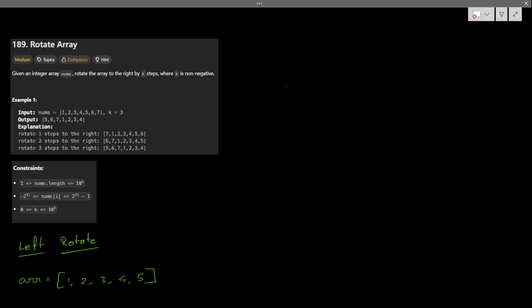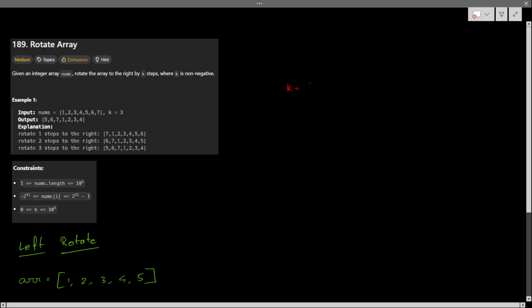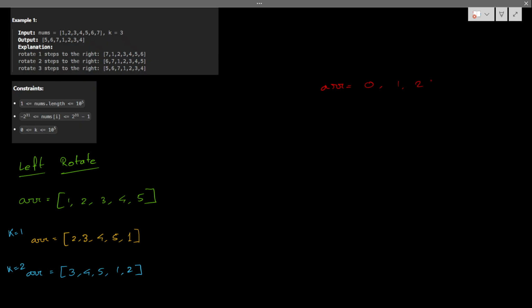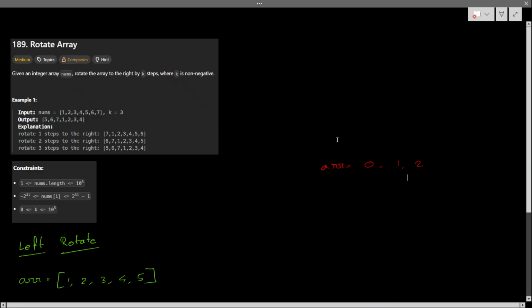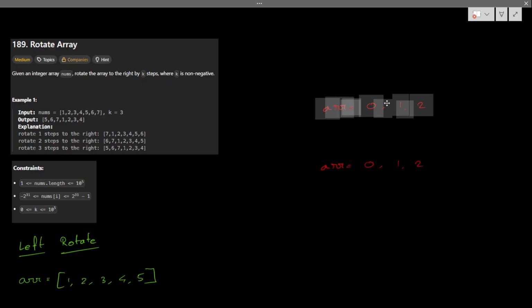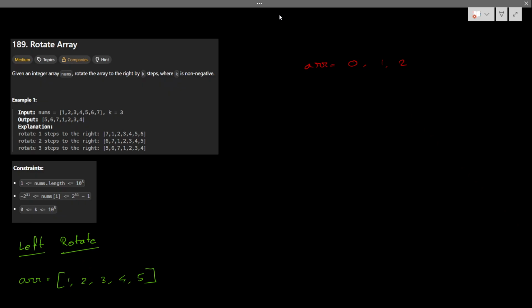Let me take another example array. Assume my array is 0, 1, 2. Now, if I do right rotate, as the problem is right rotate, I'm explaining right rotate first, and then I will come to the left rotate again. If my k equals 1, I have to right rotate once, so the array will become 2, 0, 1.